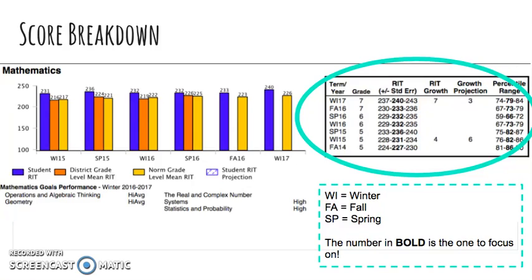And to the right, it shows how much growth that Kipster has made, where it says RIT growth, and growth projection are growth goals. So this Kipster already passed their goal. And last, percentile range, it means how you compare with the rest of the nation and what percent you're in compared to the rest of the nation. So that was a lot. Take a breath. And let's continue to move on.